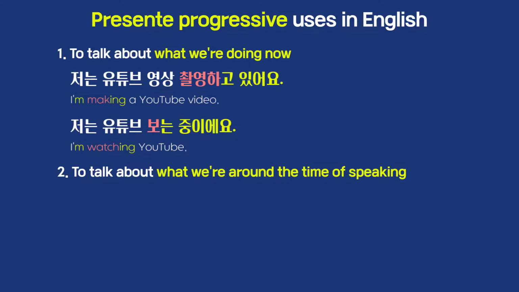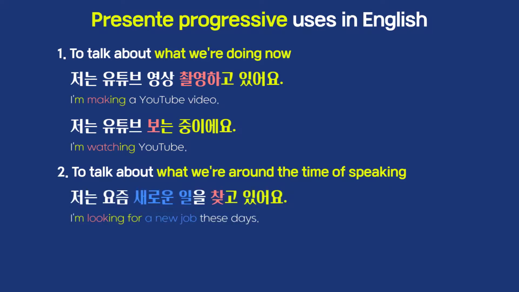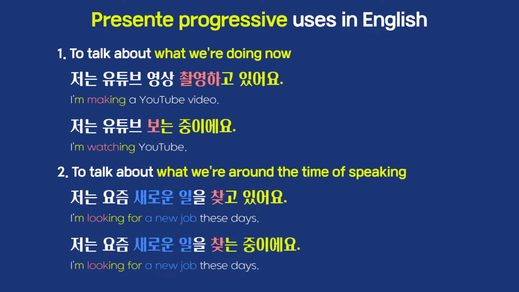Now, we can also use both 고 있다 and 중이다 to talk about something we're doing around the time of speaking. So if you're looking for a new job these days, you can say 저는 요즘 새로운 일을 찾고 있어요. I'm looking for a new job these days. Or you can say, 저는 요즘 새로운 일을 찾는 중이에요. I'm looking for a new job these days. So you can use both 고 있다 and 는 중이다 to talk about something you're doing around the time of speaking, but not necessarily at that time.